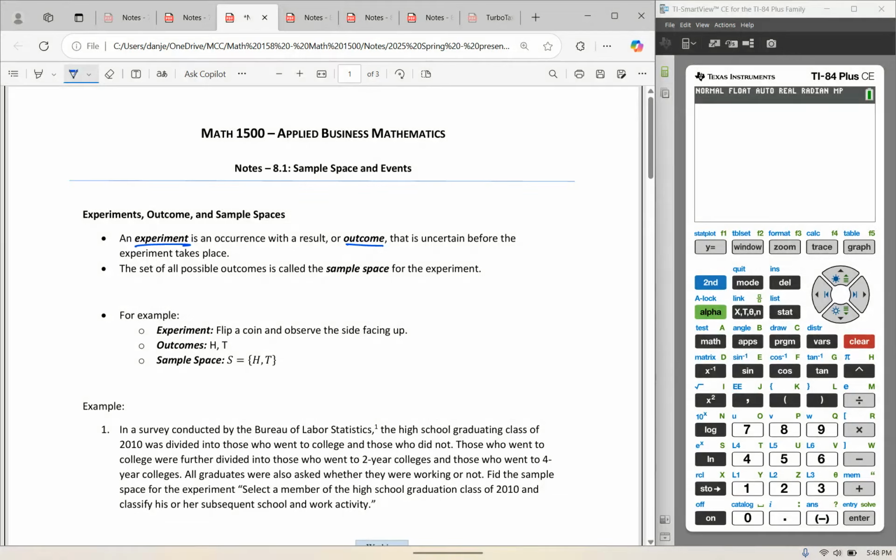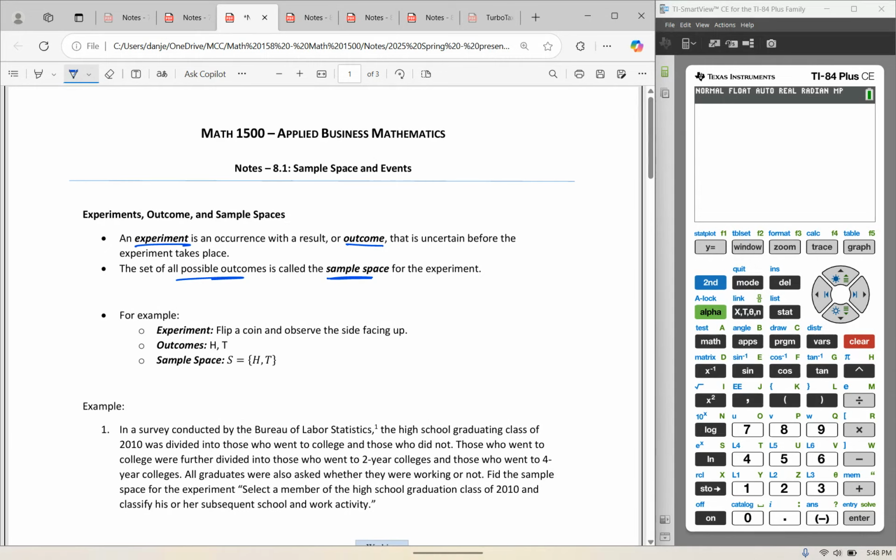If I flip a coin, I might get heads, I might get tails. If I roll a die, I might get a 1, 2, 3, 4, 5, or 6. Okay? The set of all of those possible outcomes is called the sample space. That's the formal term for a list of possible outcomes.